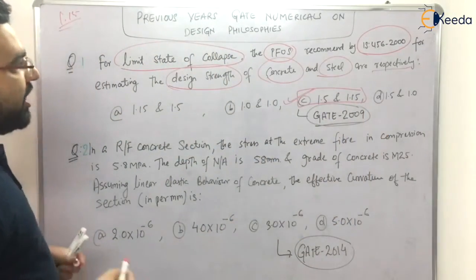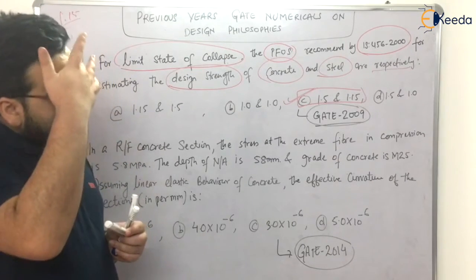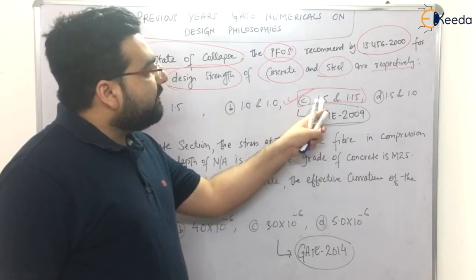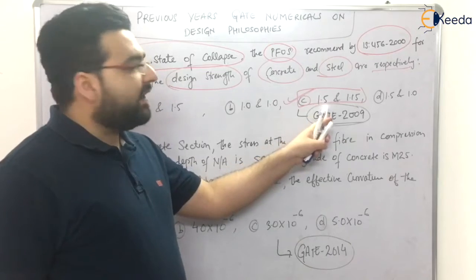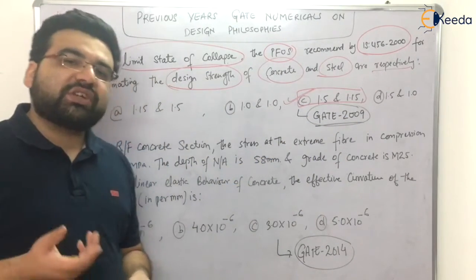Okay. Now the question can be, sir, we have learned the value of the partial factor of safety, but what is the reason that the partial factor of safety for concrete is higher and the partial factor of safety for steel is lower? Obviously, there should be some logic, right?